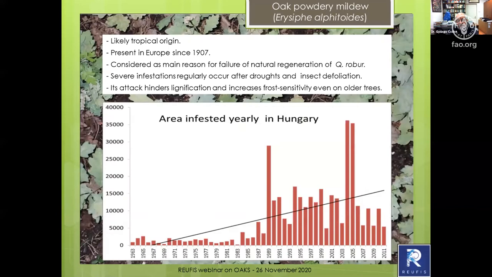And just one graph about the trend of the mildew infestation in the Hungarian oak forest. It's a frighteningly increasing trend, unfortunately.